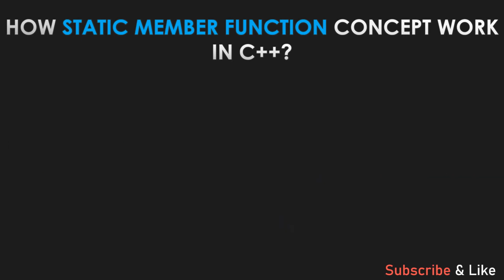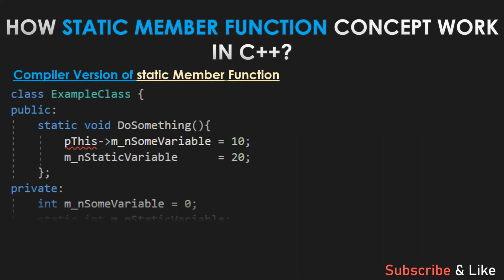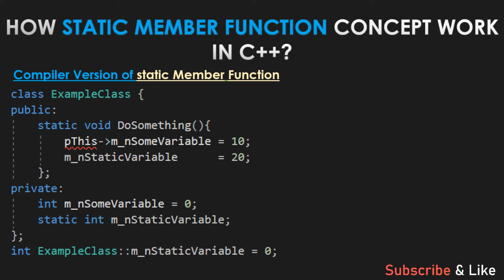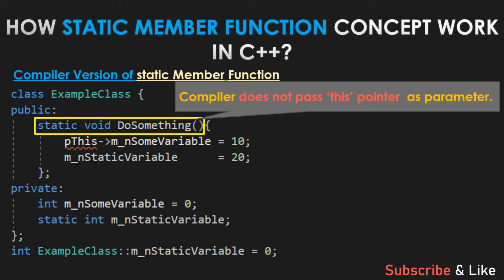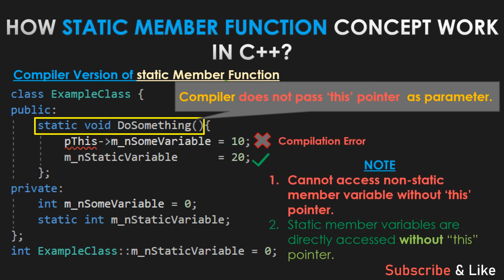Now, let us see how the compiler version of a static member function looks like. As shown here, for a static member function, the compiler does not pass the class this pointer implicitly as its first parameter. We have already learned that the class's normal member variables are accessible using the implicit this pointer. Since the this pointer is not available in a static function, the static function cannot access any non-static member variables that are bound to the object.